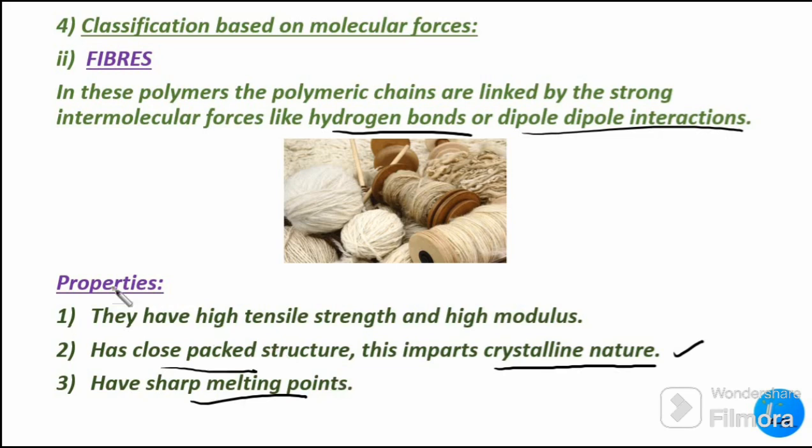An example for this category is nylon 66. Nylon 66 is a polyamide and is an important example of this type of polymer. The next example of this category is polyester. Examples are terylene, dacron, etc.